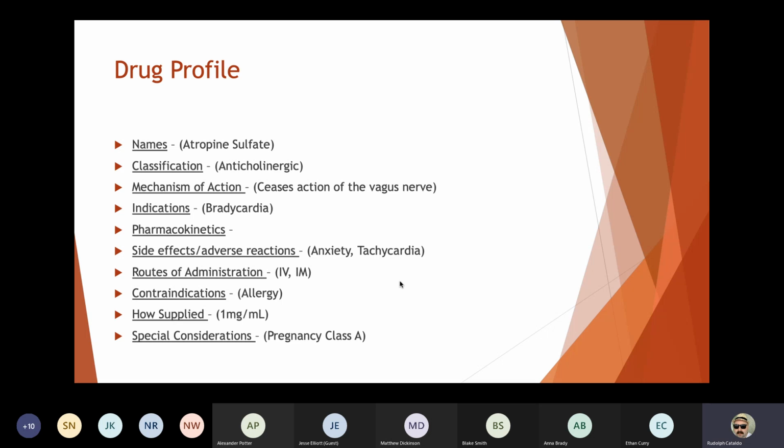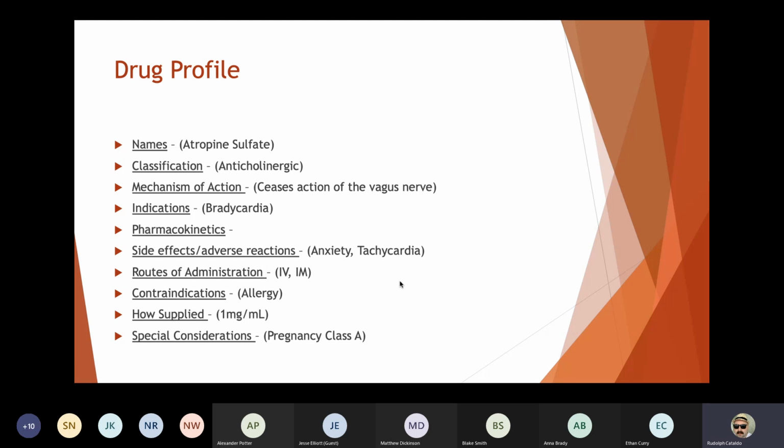Indications, we use this for bradycardia, stemming from possibly a cardiac issue. Pharmacokinetics, I couldn't really find anything on it. Side effects and adverse reactions: anxiety, tachycardia, because you've got to think, obviously, you're speeding up their heart rate. They're going to feel anxious. They're going to feel like their heart's beating out of their chest. That's normal. Our different routes of administration for this medication: we can give it IV or IM. And again, it's what they use to dilate your eyes, so it can be given in that sense as well.